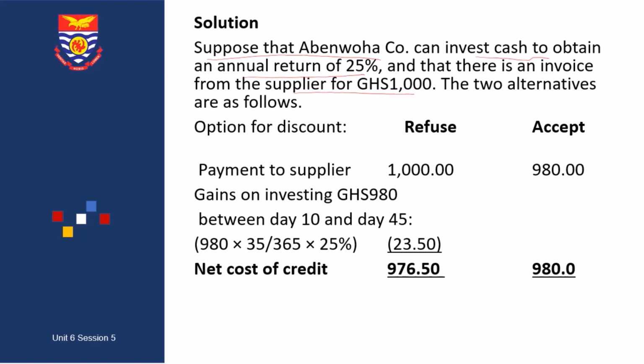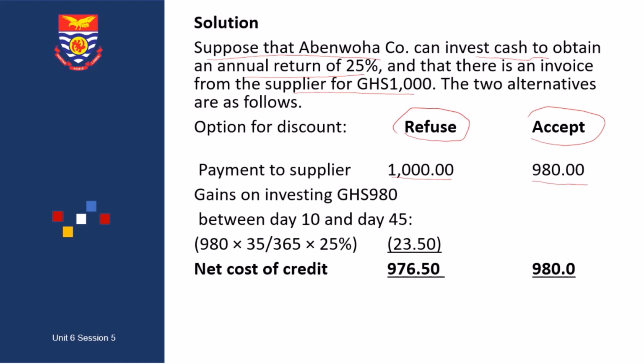So we are comparing the two alternatives, whether to accept the discount, that is paying within 10 days, or refusing. What is the net cost to Abin-Wahar? If you are to refuse the discount, it means you are going to pay the supplier 1,000 cedis, and if you are to accept, you are going to pay 980, because the cost per 1 cedi was 0.98.